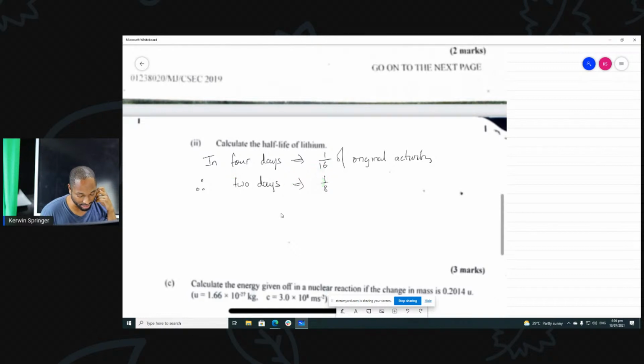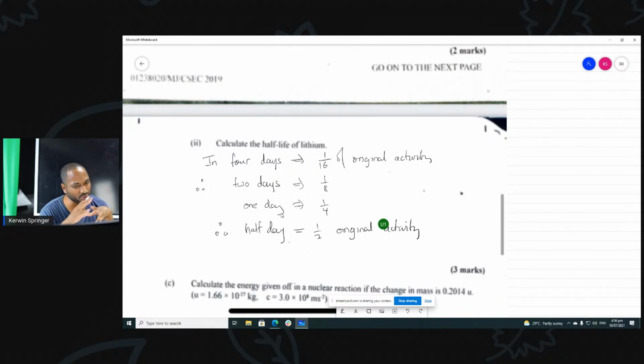Understand? So in 1 day, it will be a quarter. So in half of a day, you get half the original. Sorry, 2 days. So 4 days, 1/16; 2 days, 1/8; 1 day, a quarter; half a day, a half of the original activity.